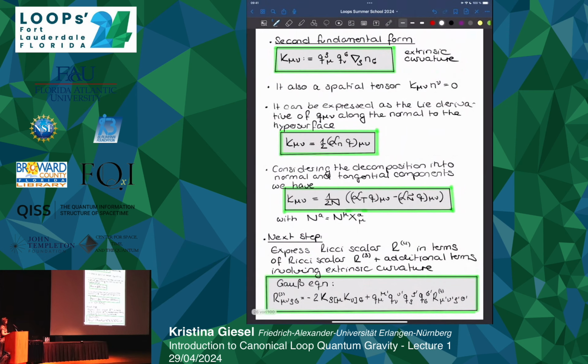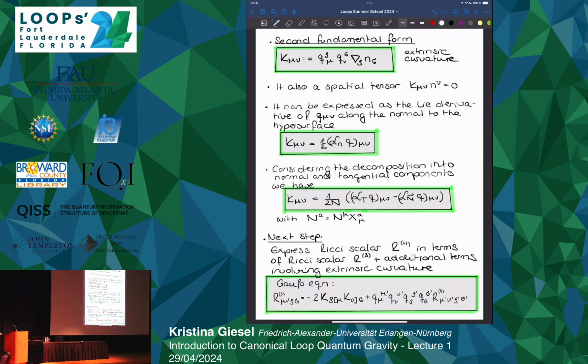Now, the second fundamental form, the extrinsic curvature, is related to the way the normal vector changes along the hypersurface. And you can express this in terms of the covariant derivative of the conormal. And then you have a contraction here with the spatial metric. And if we consider this, we can rewrite this in terms of the Lie derivative along the normal of our spatial metric, up to a factor.